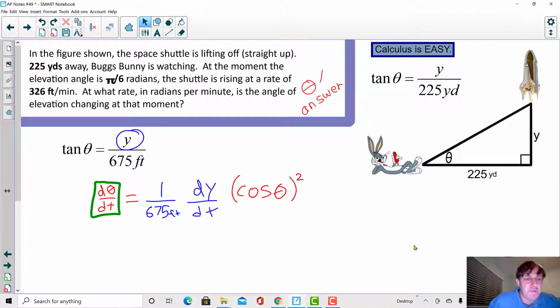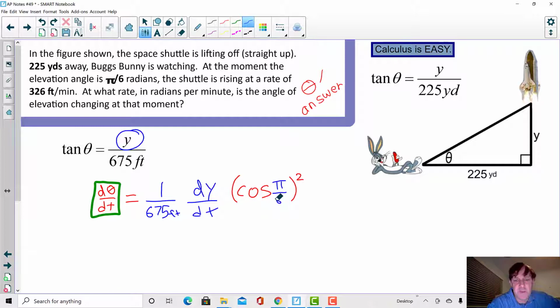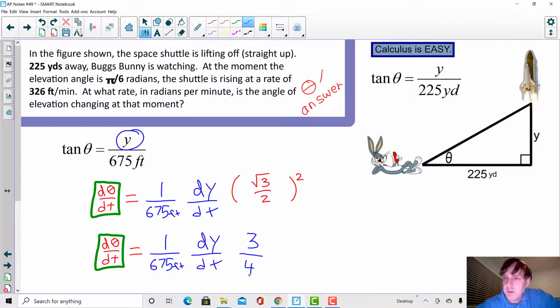Now we want to find d theta dt at the moment when the angle of elevation is pi over 6. So we can plug pi over 6 for theta. So that's the same thing as cosine of 30, which is root 3 over 2. After we square it, we get 3/4. And again, if you look at the triangle, this side of the triangle is y, and the rate that y changes is going to be y prime. So we can plug that in right here.